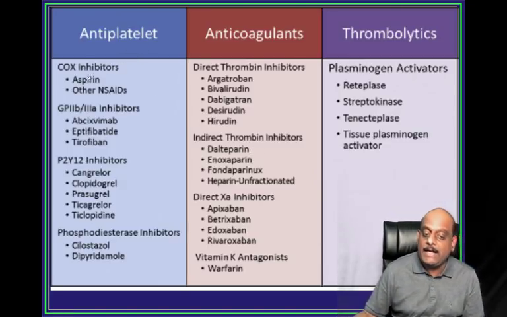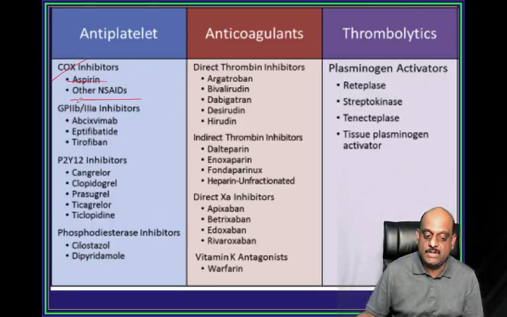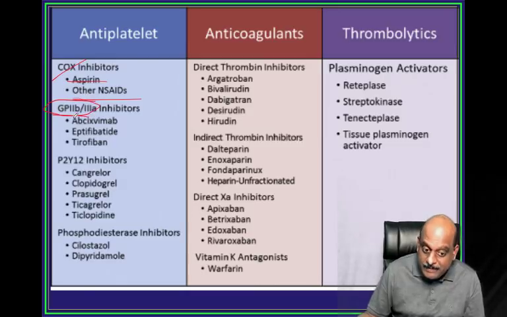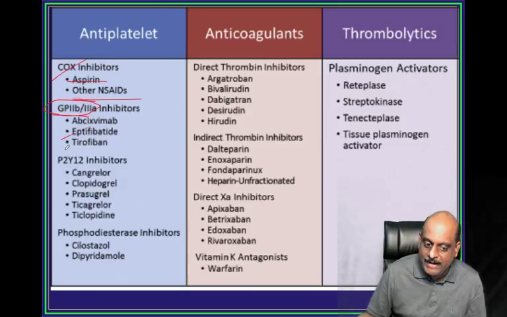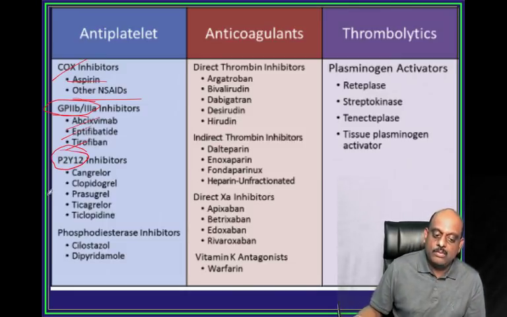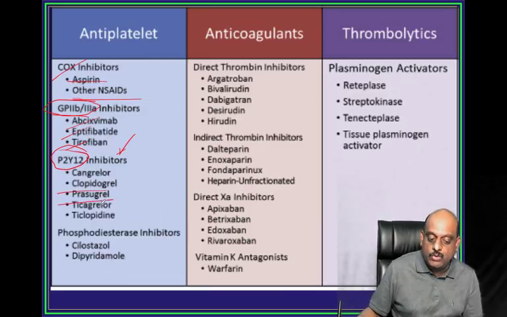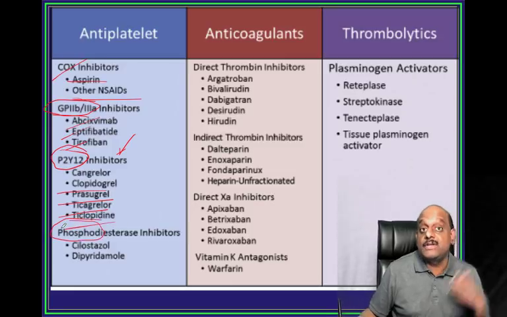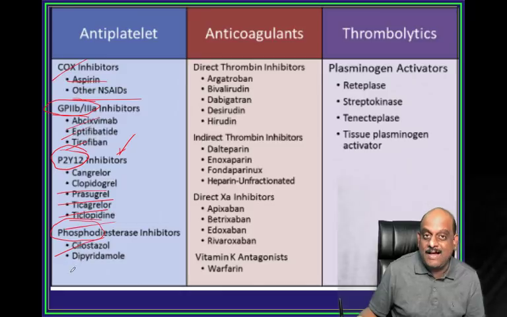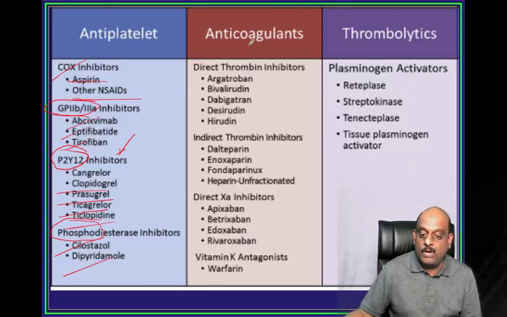So broadly, what are antiplatelets? COX inhibitors, aspirin, NSAIDs. GP2B3A inhibitors: eptifibatide, tirofiban, abciximab, they're all GP2B3A inhibitors. Then you have P2Y12 inhibitors: clopidogrel, prasugrel, ticagrelor, ticlopidine. Then you have phosphodiesterase inhibitors, cilostazol and dipyridamole. Then what are anticoagulants?